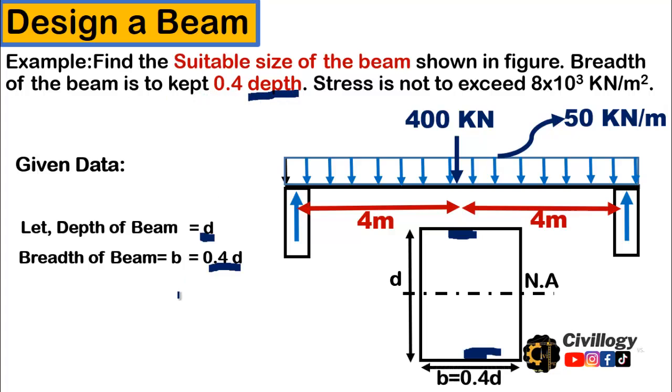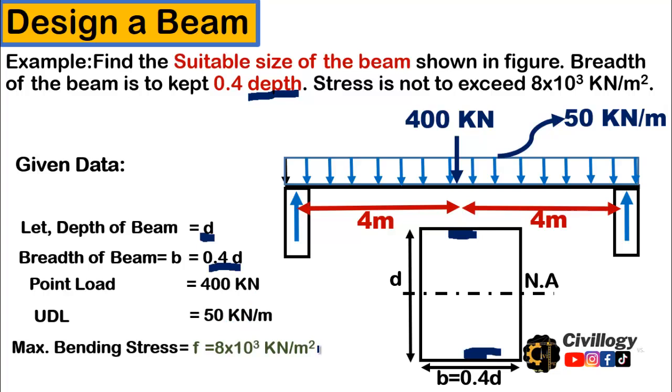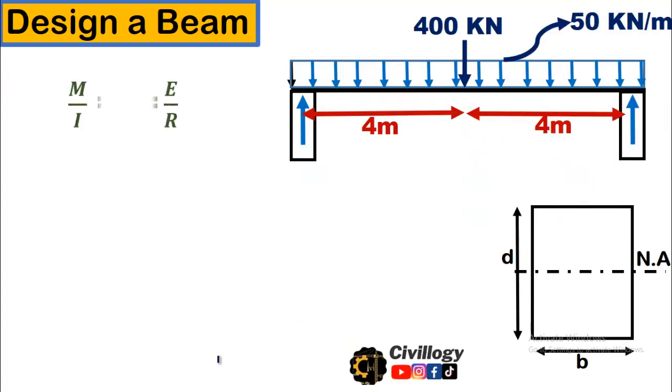Okay, and the point load is 400 kilonewton, UDL is 50 kilonewton per meter, and maximum bending stress is given as 8 multiplied by 10 raised to the power 3 kilonewton per square meter. Okay, so we are going to use this formula.